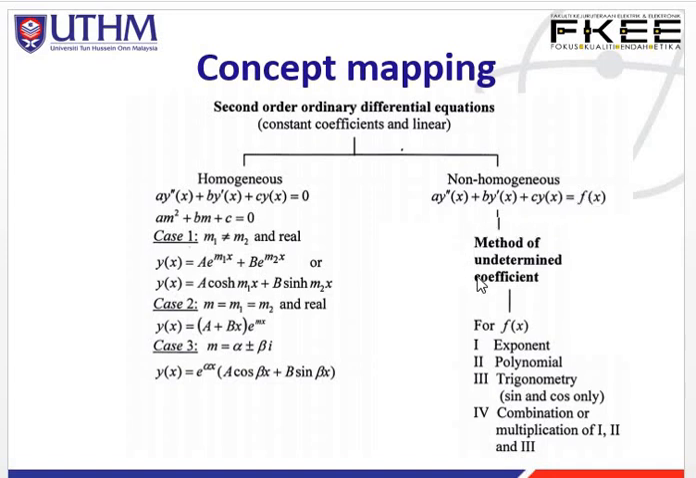Whereas in non-homogeneous, in which the linear equation is not equal to 0, we have to use the method of undetermined coefficients to solve it. And this f(x) can consist of a few types. Maybe it is an exponential, a polynomial, or trigonometric, or a combination of the exponential, the polynomial and the trigonometric.